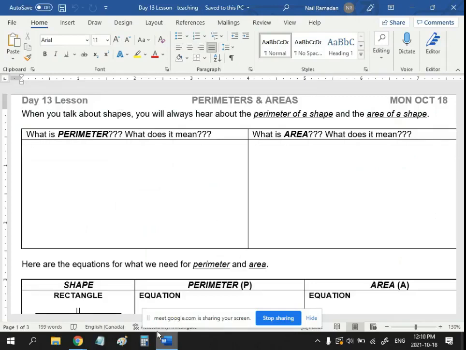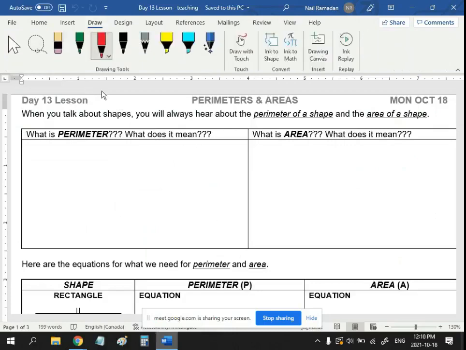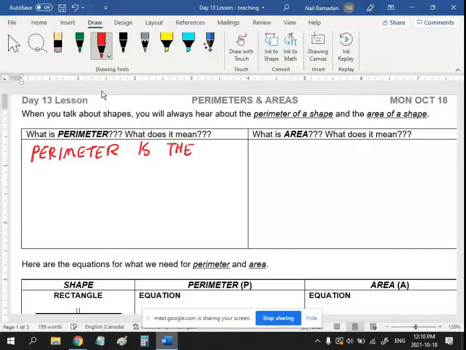So let's write this down. Perimeter. Okay, everyone, let's copy. Perimeter is the outside.